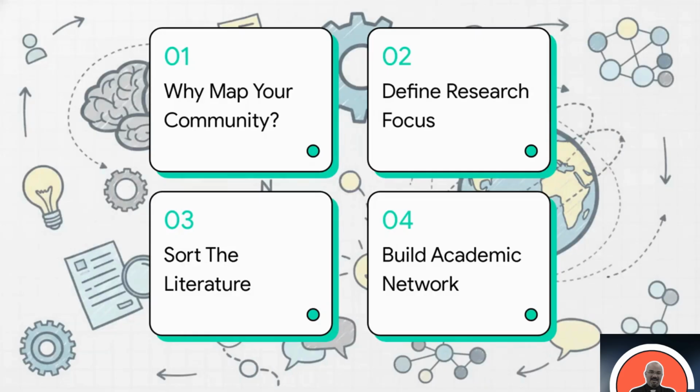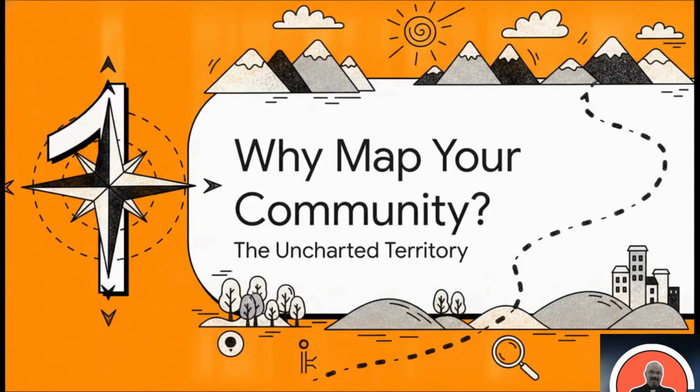Here's our roadmap for today. First up, why map your community in the first place? Next, defining your research focus. Then we'll sort through all that academic literature. And finally, building your academic network. Let's get going. Section 1.